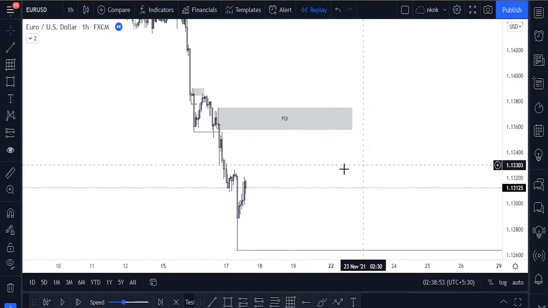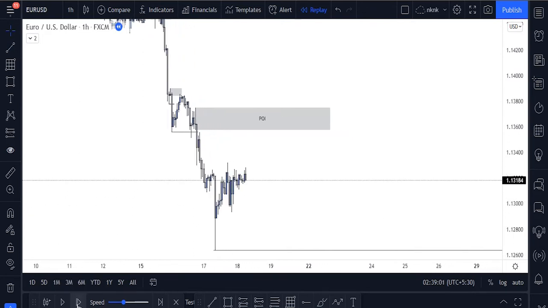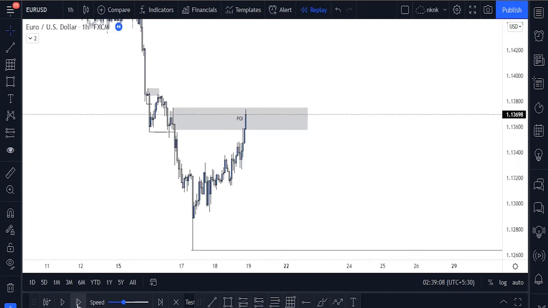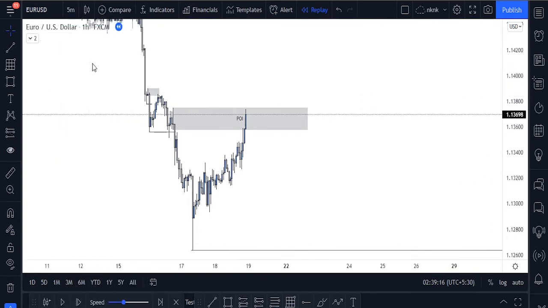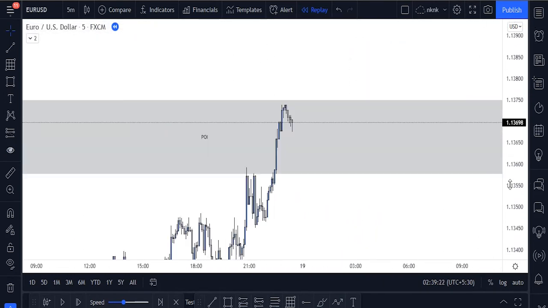I will wait for the price to come into my point of interest. Yeah, it came into my point of interest. Once it came into my point of interest, I will go into the lower time frame like 15, 5 or 1 minute. I will go to 5 minutes and look at what happens inside the point of interest, POI.